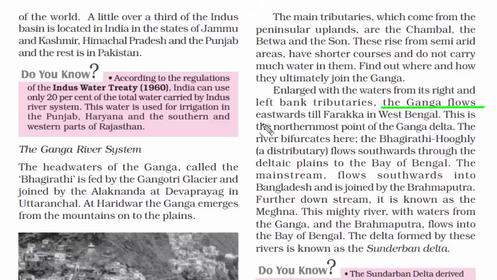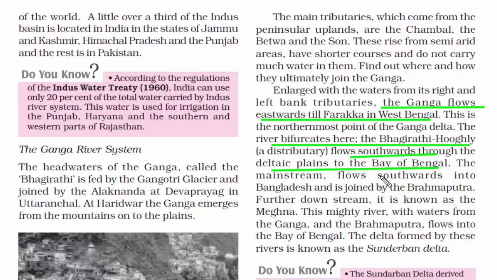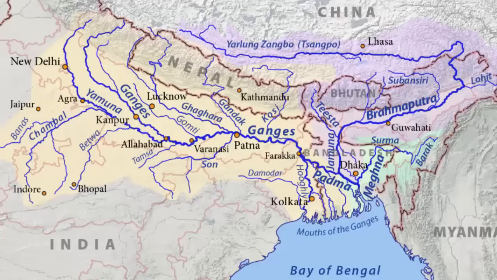The Ganga flows eastwards till Farakka in West Bengal. Here the river is divided. Hooghly, being one of the tributaries, flows southwards through the deltaic plains into the Bay of Bengal. And the main river Ganga flows towards Bangladesh and joins Brahmaputra and finally drains into the Bay of Bengal, and this region is called Sundarban Delta.